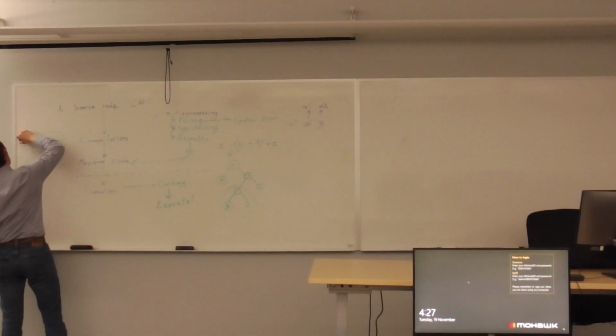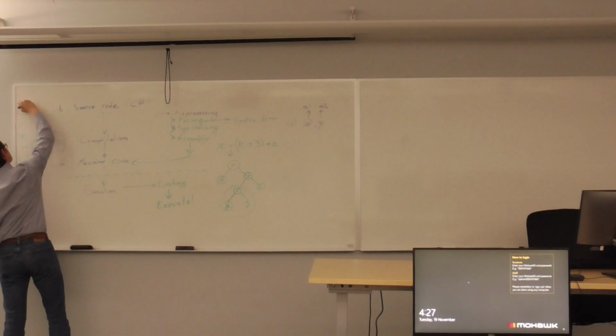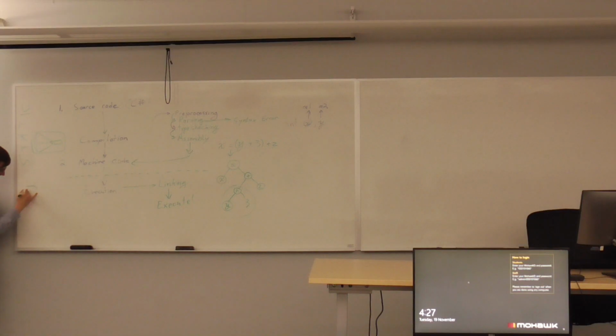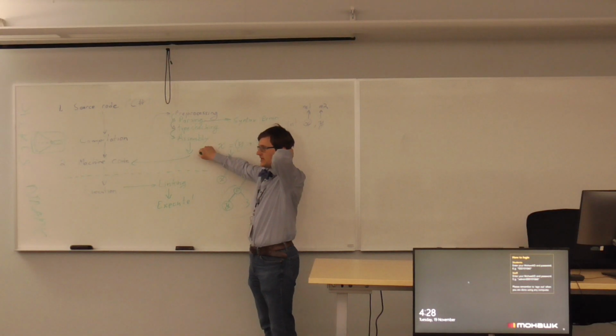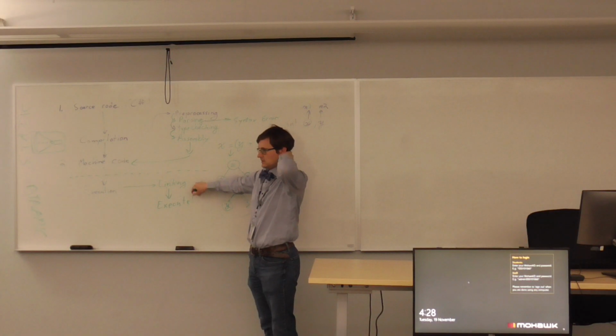So basically, if I draw a line here, everything up here is static. Everything down here is dynamic. The static processes only need to occur once unless you change the program source code. The dynamic processes execute every time the program runs. So another way of saying this is compile time and run time, right?